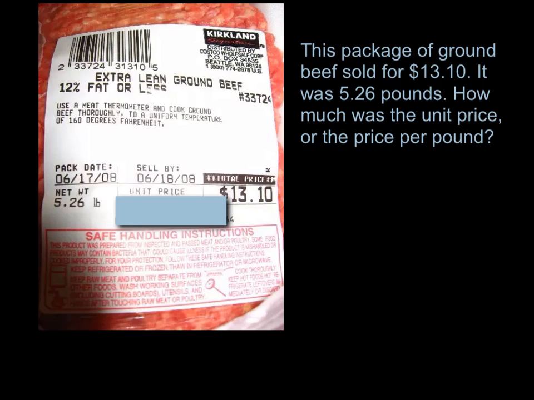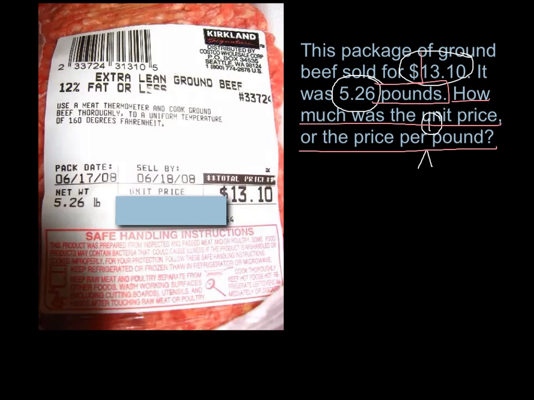So if we're using CUBES on a problem like this, we would say, okay, we're going to circle the key numbers. So $13.10 is a key number. 5.26 pounds is a key number. And then when it says unit price or per pound, we can infer that that's 1. We're talking about 1 pound. We would underline the question, how much was the unit price or the price per pound? We would box the clues. And so this is important, that this is talking about the pounds and then this is talking about the money. And then we would evaluate.